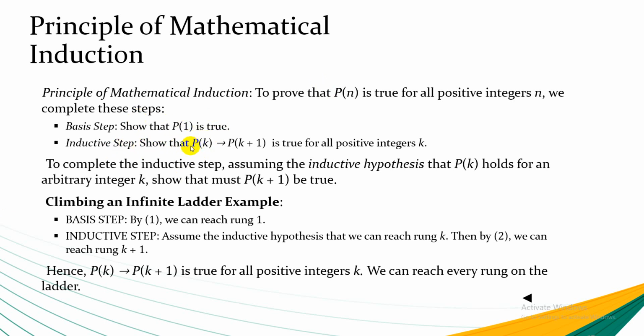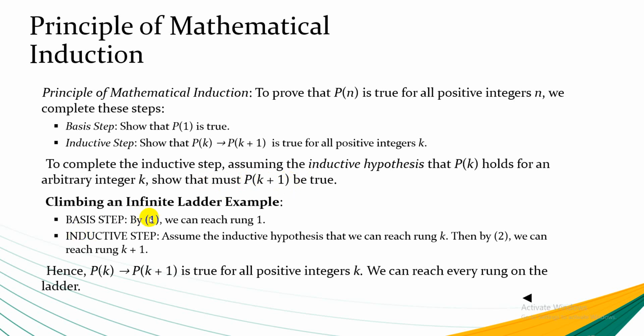Given that Pk is true, so we assume that Pk is true, we say, okay, the relation for k is true, then I need to prove that, given that relation Pk is true, Pk plus 1 is also true. If you complete these two steps, the base step and the inductive step, you prove that Pn is true for all positive integers. To complete the inductive step, we assume the inductive hypothesis that Pk holds for an arbitrary k, and show that k plus 1 must be true.